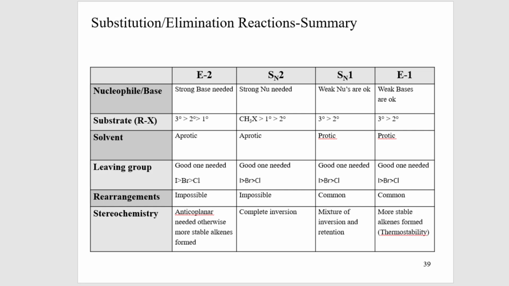So let's take a look at our now completely filled in substitution elimination summary chart. We cannot distinguish between SN1 and E1 because everything is exactly the same. Protic systems, tertiaries preferred. A good leaving group is a good leaving group. Rearrangements are common because you form a carbocation.